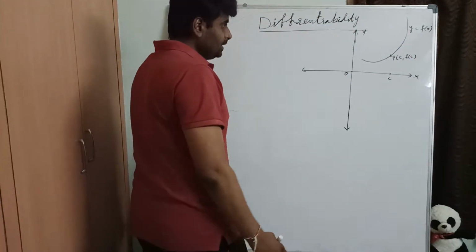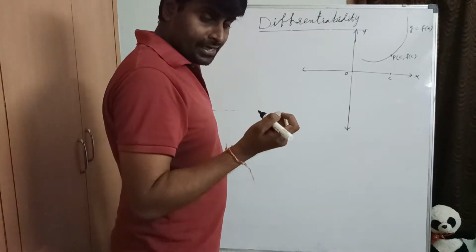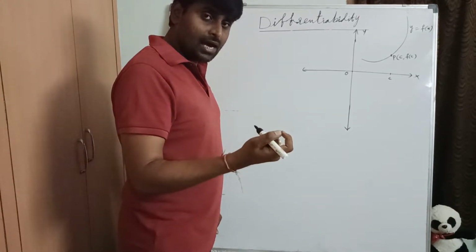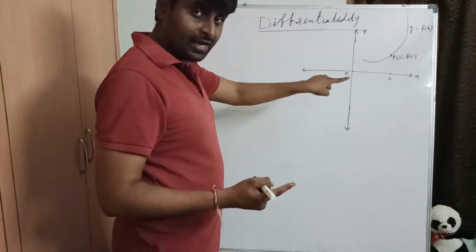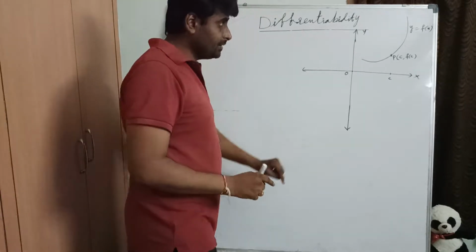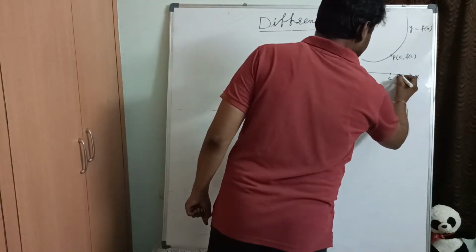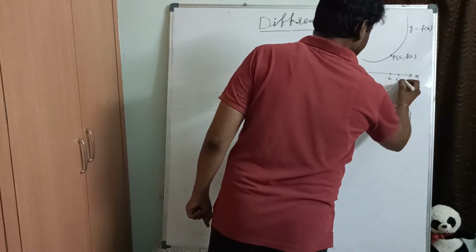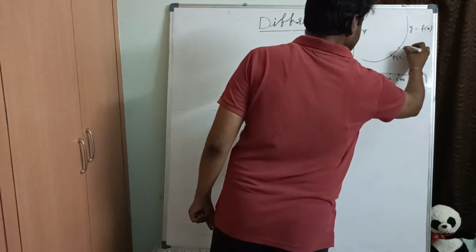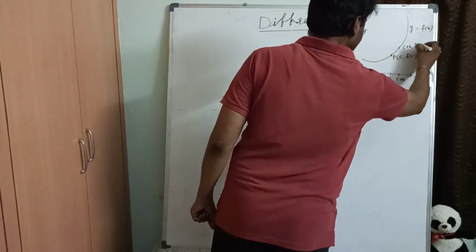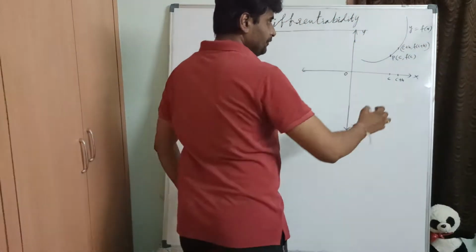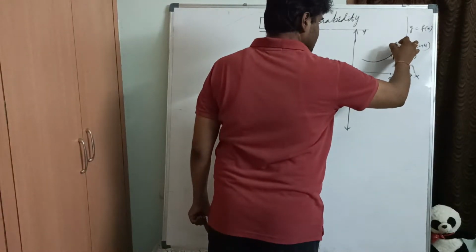Correct? After that, let me take some quantity more than c, that is h, so c plus h. So I am taking the right-hand limit at that point. Hope you can understand. I am going to prove LHD and RHD, left hand derivative and right hand derivative. So this point will be c plus h comma f of c plus h, the image of that. That I can take as B, suppose.